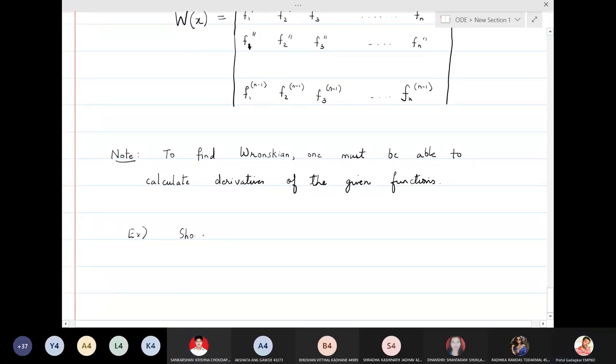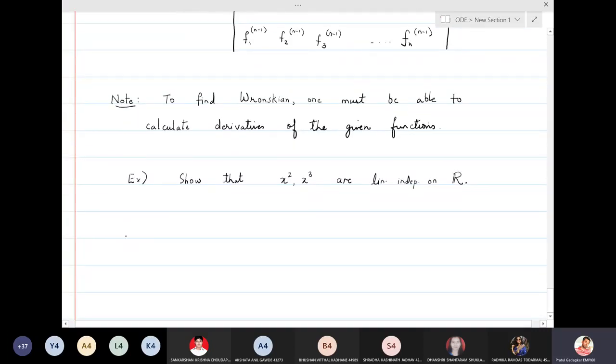Show that x square and x cube are linearly independent on R. Solution. So can I use the original definition of C1 x square plus C2 x cube equal to 0? Yes, you can use that definition also and try to show that C1 and C2 both are equal to 0. You can also use that definition.